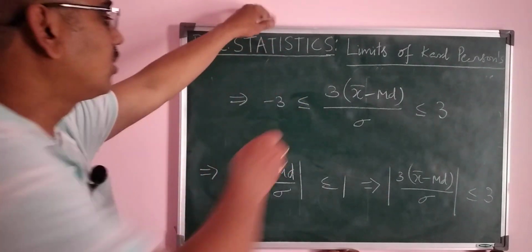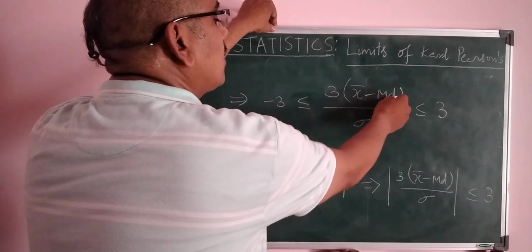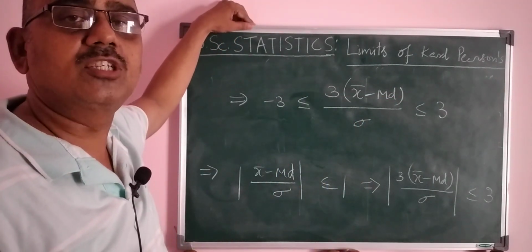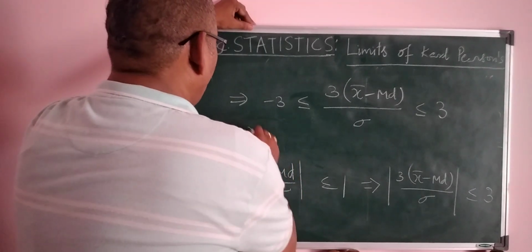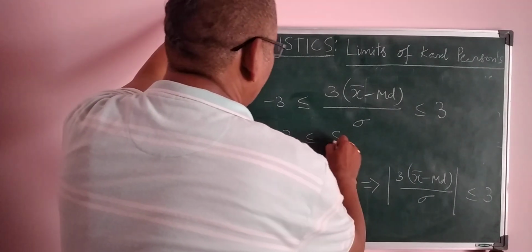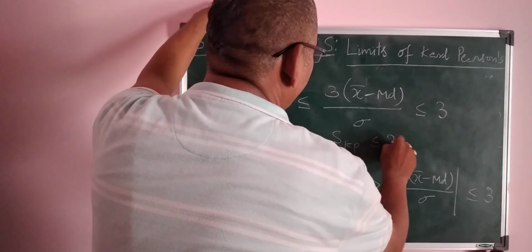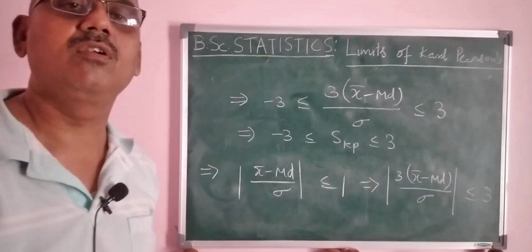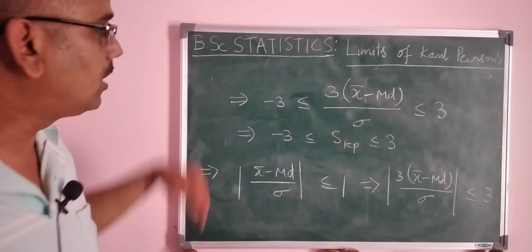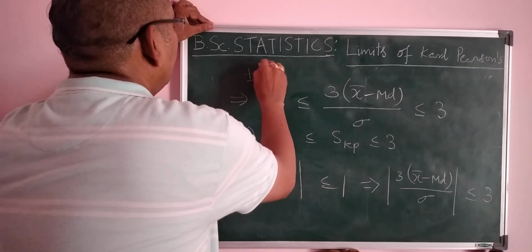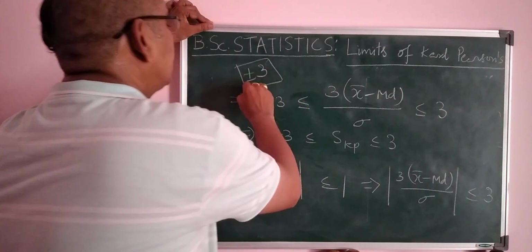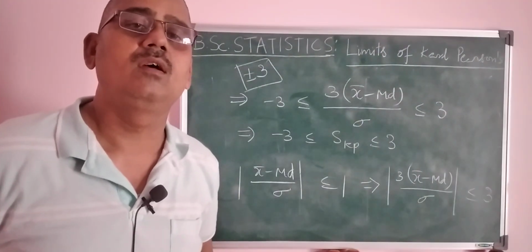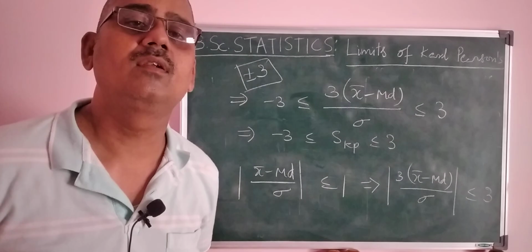That is what is required. What is this? 3 into x bar minus median divided by sigma is nothing but the Karl-Pearson coefficient of skewness. Therefore, minus 3 is less than or equal to SKp, which is less than or equal to plus 3. So the limits of Karl-Pearson coefficient of skewness are plus or minus 3. Do you understand this? Thank you.